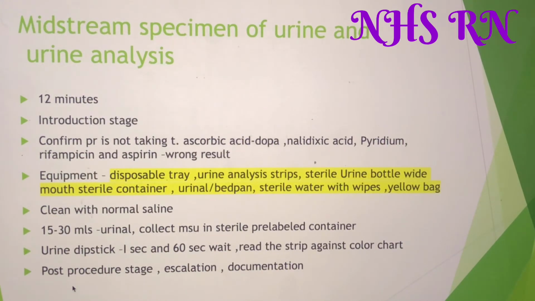Okay, so then you can ask the patient, depending on whether it's a male or female patient. What are the equipments you need first? Disposable tray, urine analysis strips, sterile urine bottle, wide mouth sterile container, urinal or bedpan, sterile water with wipes, then yellow bag.